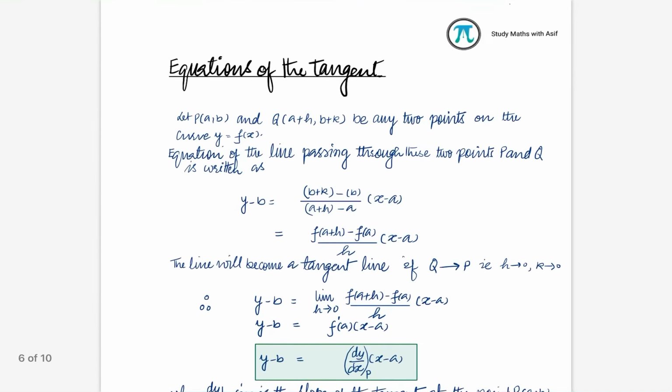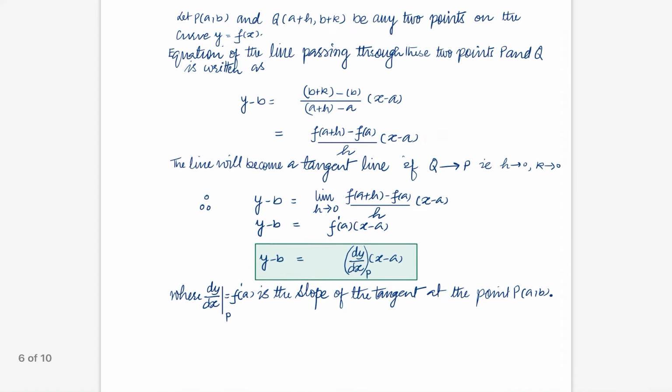Now this line, still it is a straight line passing through the 2 points. This line becomes tangent when this h tends to 0, meaning Q goes to P or Q becomes close to P, when h goes to 0 and k goes to 0. Now take the limit, h goes to 0 of this. So when you take the limit of the above equation, then you see this becomes the differential coefficient, in other words, we call this the slope at P. And this becomes the equation of tangent at the point P.